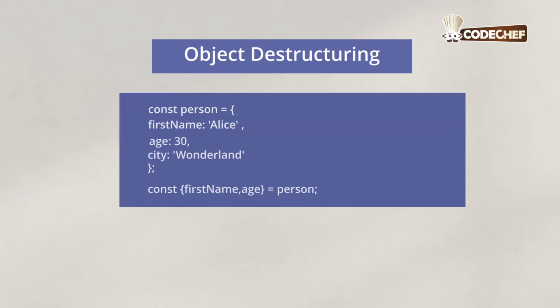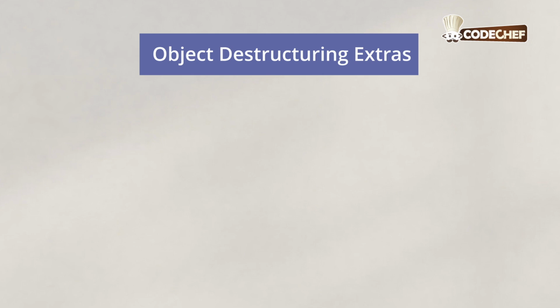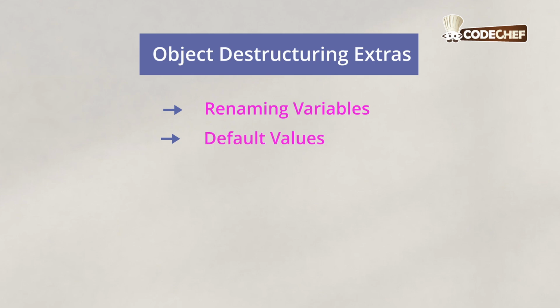Object destructuring. Object destructuring is used to extract properties from an object. We use curly braces and the variable names must match the property names in the object. JavaScript automatically finds those properties and assigns their values to the variables. Object destructuring extras. You can rename variables while destructuring using a colon, which is useful when you want different variable names. You can also provide default values in case a property does not exist, which helps avoid undefined values.